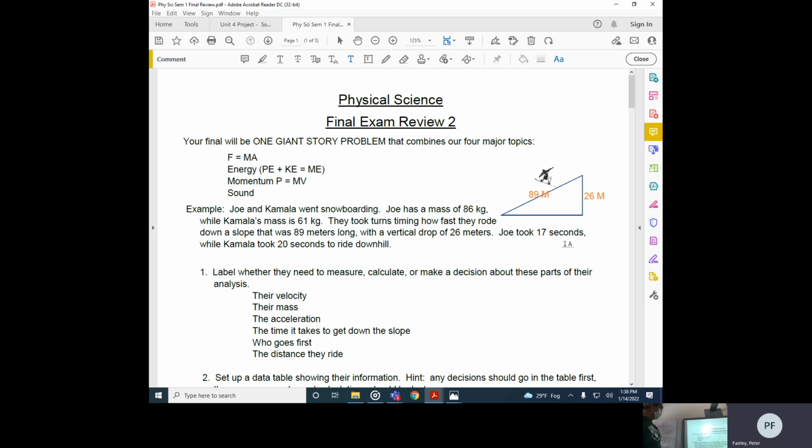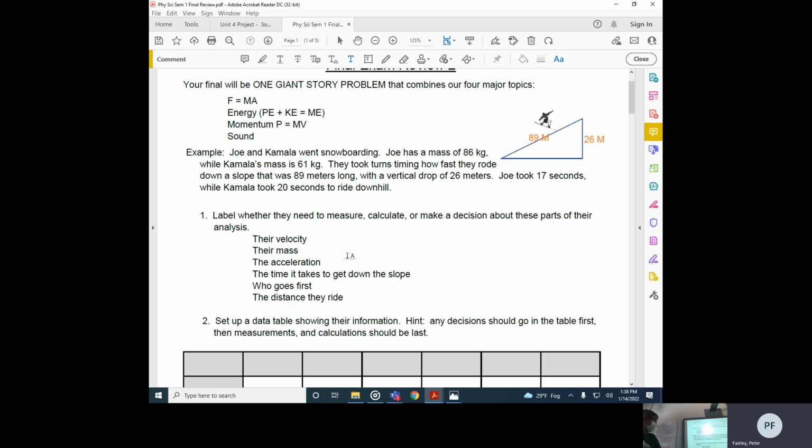Joe took 17 seconds while Kamala took 20 seconds to ride down the hill. Are we good with all that? Okay. Now think about this. Some stuff we measure. Some stuff we calculate. We have to do math. Some stuff we have to make a decision about before we begin the experiment. So what do you think?